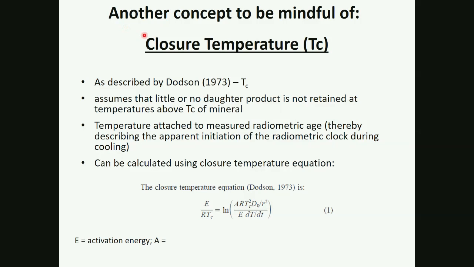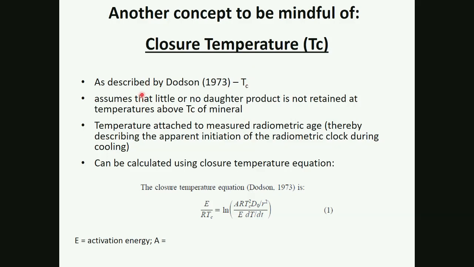In either scenario, if the parent or daughter is diffusing in or out of the mineral, that means you are not in a closed system, for which the age equation assumes, as a major underlying assumption, that it's a closed system. And so you need to account for the possibility that the temperature may have been high enough to allow volume diffusion to occur. This was first quantified by Dodson in 1973. It's referred to as closure temperature, or annotated as TC.